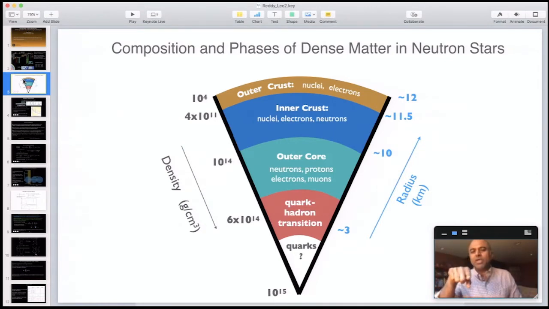But the transition, say from the inner crust to the outer core, can have a density discontinuity. We don't know whether or not there's a density discontinuity between the outer core and, say, the quark-hadron transition. That depends on whether the phase transition is first order or second order. If the phase transition is first order, then there can be a big jump in the density. Otherwise, it's relatively smooth.